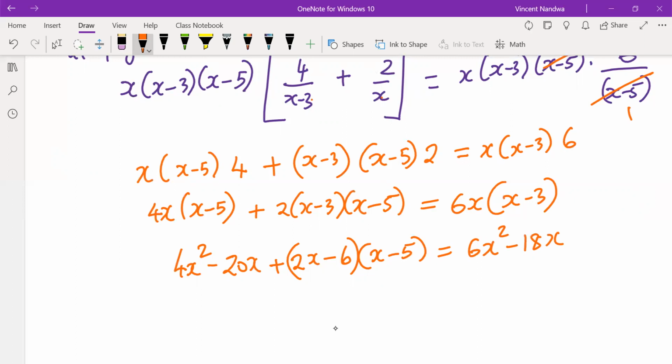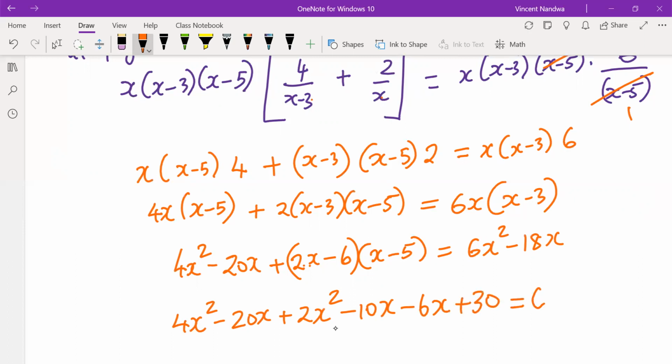So next step, we open this bracket. So 4x squared minus 20x. 2x by x is 2x squared. 2x by minus 5 is minus 10x. Minus 6 by x is minus 6x. Minus 6 times minus 5 is positive 30 equals 6x squared minus 18x.